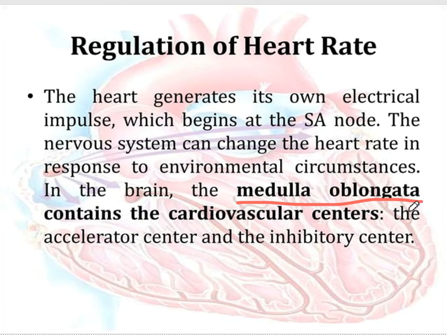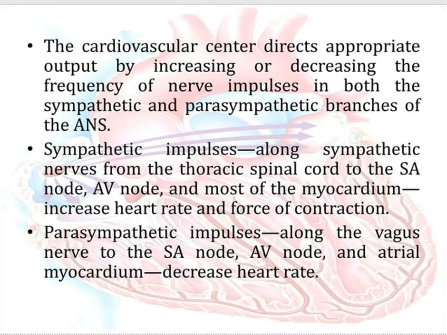So the medulla oblongata has the cardiovascular center, which regulates the parasympathetic and the sympathetic nervous system. That is responsible for increasing and decreasing the frequency of the nerve impulses to the heart. The sympathetic is always the fight and flight response, and the parasympathetic is rest and digest, which are components of the autonomic nervous system. And this conduction system also comes under the autonomic nervous system only. Okay.